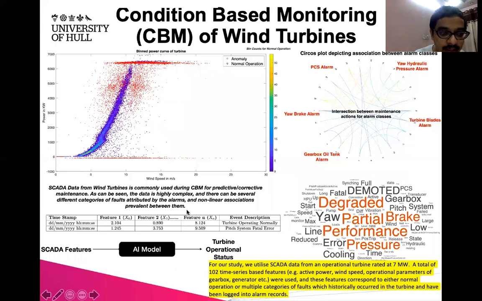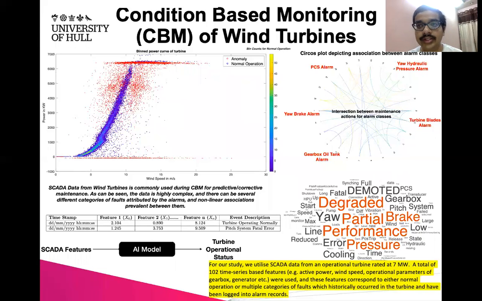So we have data generally in this structure. We have a timestamp alongside corresponding features, and we have a label of the historical fault which occurred at that particular timestamp. This is used to train the models, and we can get predictions of turbine faults and anomalies with high accuracy. However, these faults are challenging and they can share relationships with each other.